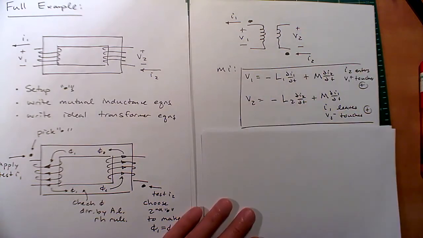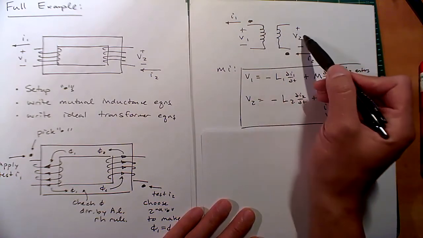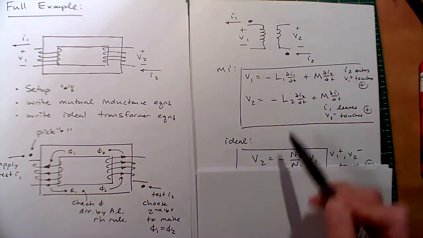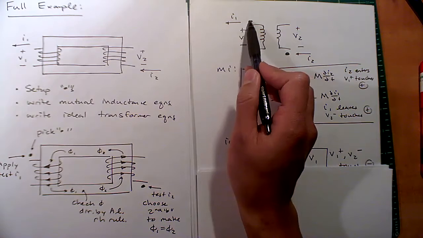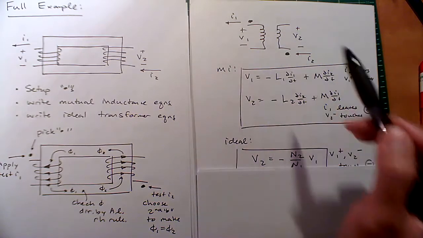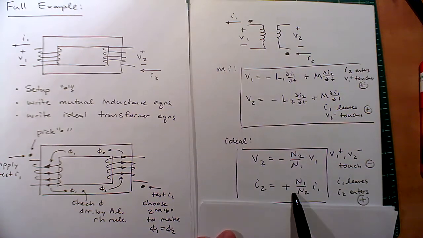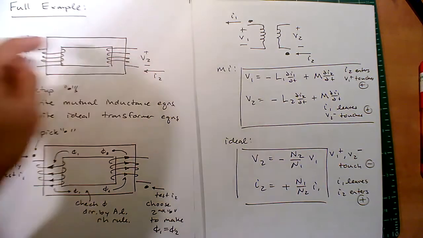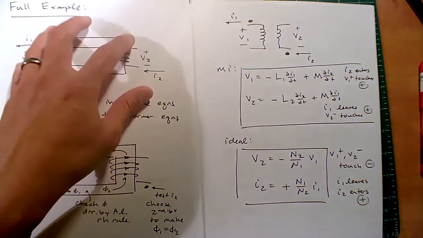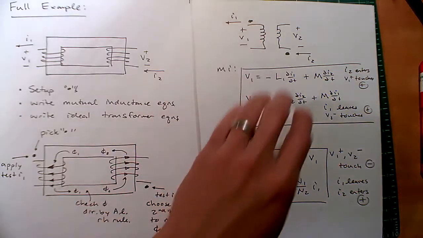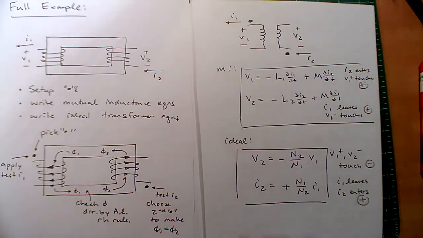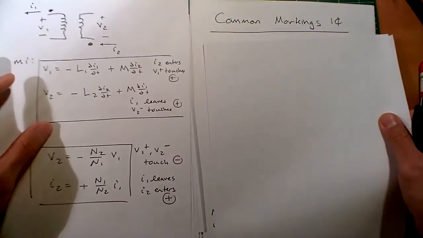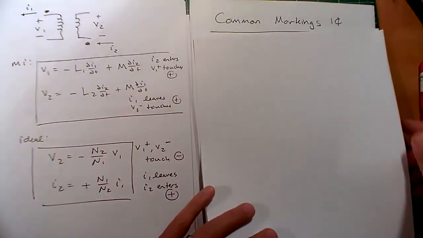And what about the ideal? V1 and V2 have a positive-negative, so that'll actually be negative. Good. And what about I1 and I2? I1 leaves and I2 enters. That's positive. Great. So this would be a full example where you're given a transformer, the labels, current directions and polarities, you set up the dots, and you wrote the mutual inductance and ideal transformer equations. Pretty nice.